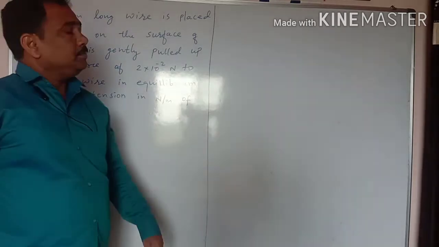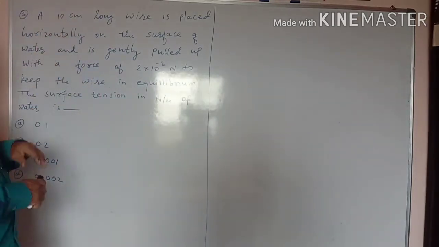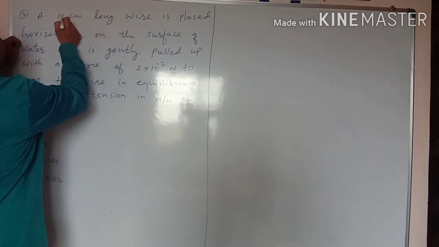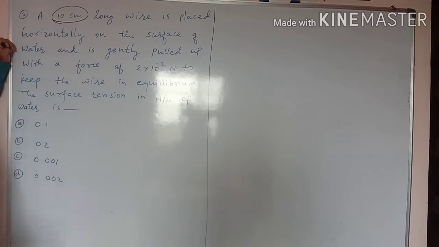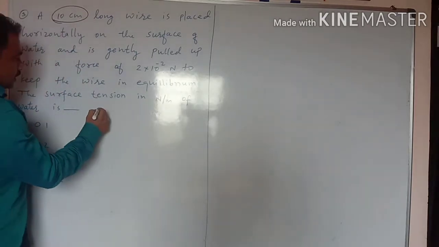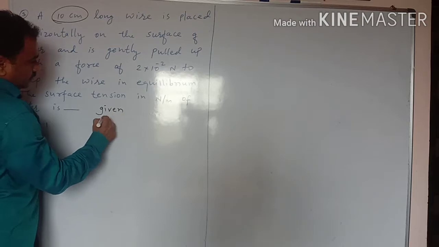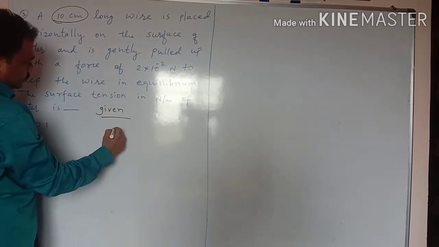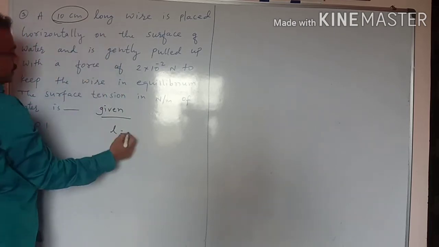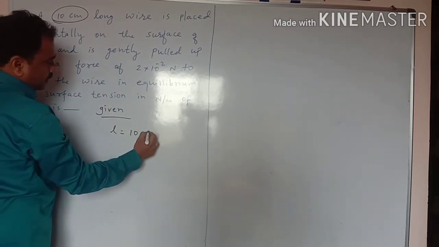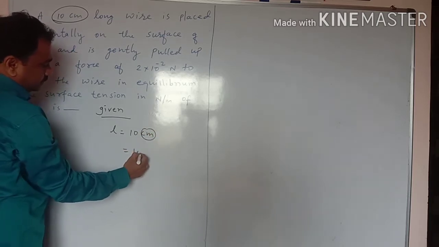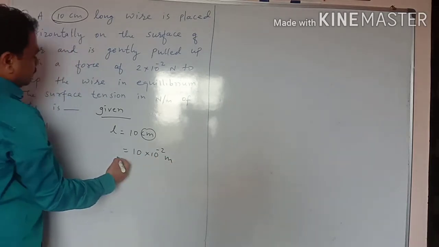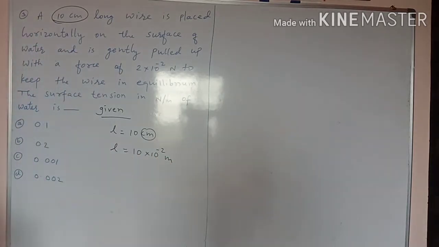Let us see the third problem. A 10 centimeter long wire is placed horizontally on the surface of water. Now see here, a wire is there and it has length 10 centimeter. So we can write in given: the length of wire is 10 centimeter. Now we know instead of centi, we have to put 10 to the power minus 2. It is in meter.